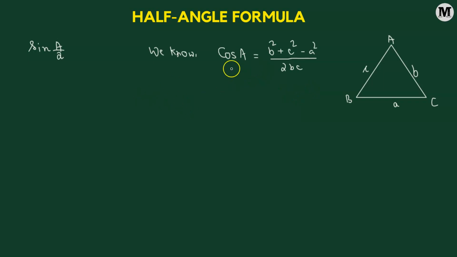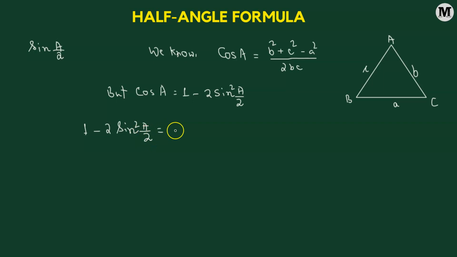Okay, now we also have another formula for cosine of angle A, the half angle formula. Since we need a formula for sine A over 2, we'll use cosine of angle A equals 1 minus 2 times sine squared A over 2. So let's use this formula. That means we have 1 minus 2 times sine squared A over 2 equals b squared plus c squared minus a squared divided by 2 times bc.